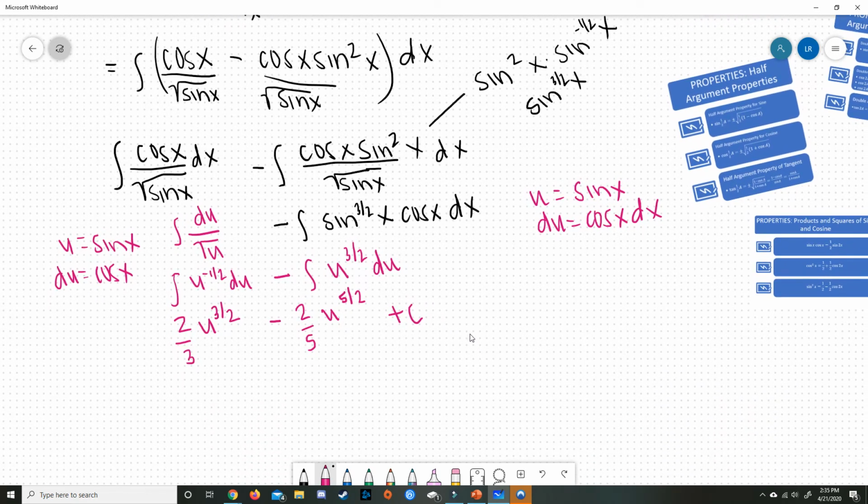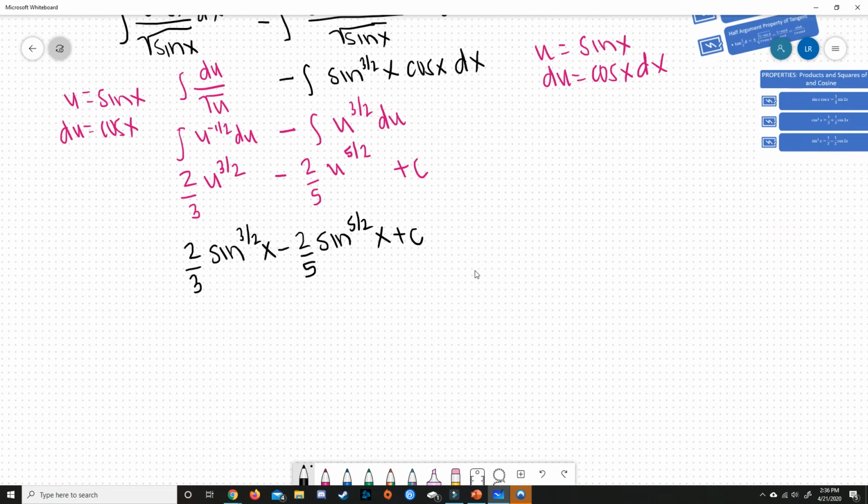One last step, we are going to plug back in our u's. And so we are going to have 2/3 sine to the 3/2 x minus 2/5 sine to the 5/2 x plus c. And there we have it. We integrated.